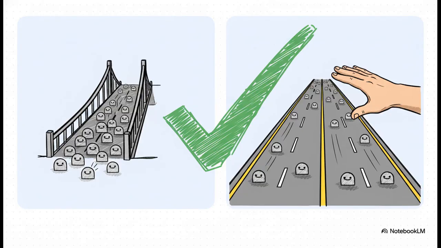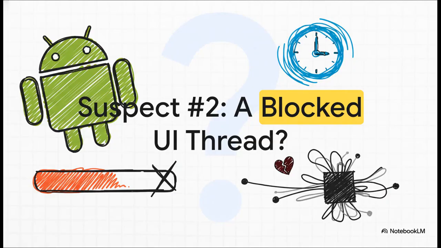So one theory is something called an atomic lock on memory. You can picture it like a one-lane bridge where all the cars, or in this case, all the threads, have to line up and wait their turn to cross. It creates a massive traffic jam. But looking at this app's code, we see the developer has what's called deterministic control. They're manually managing memory, which is more work, but it avoids these kinds of jams. So suspect number one, cleared. All right, on to the next one.